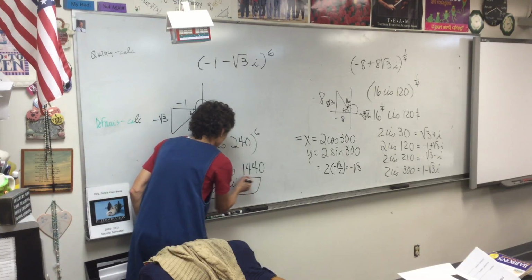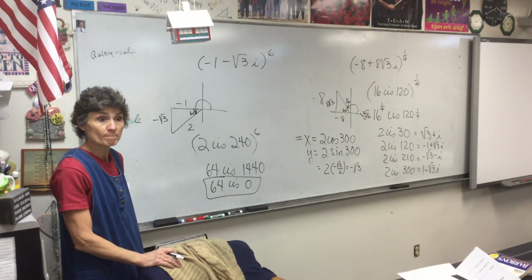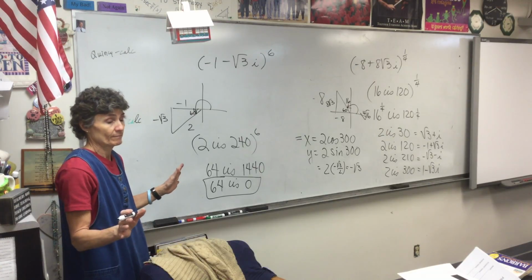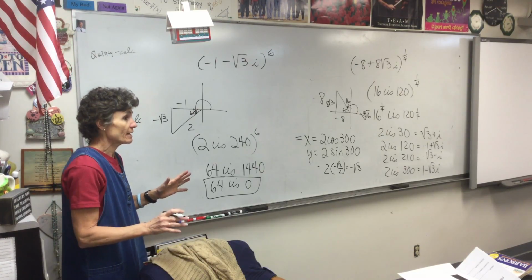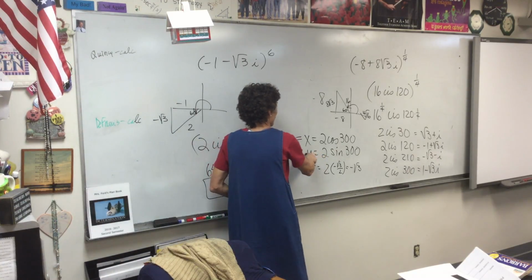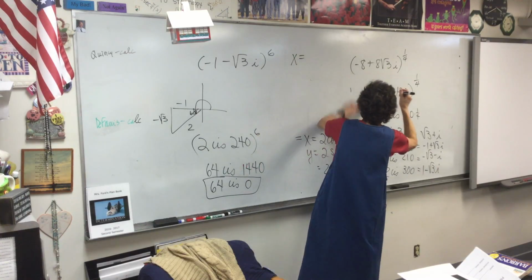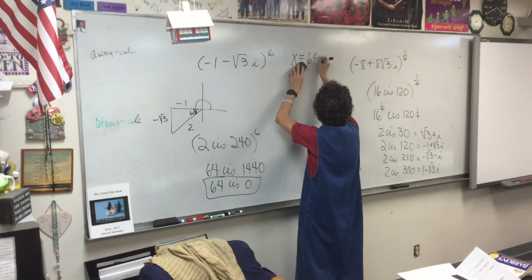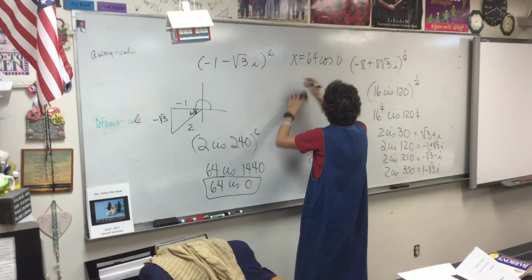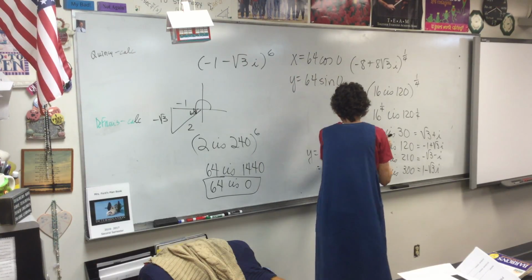So here is your polar form. That's it. We're done, except it said answer in rectangular form. Not done. So we have to do this. So x equals 64 cosine 0, and y equals 64 sine 0.